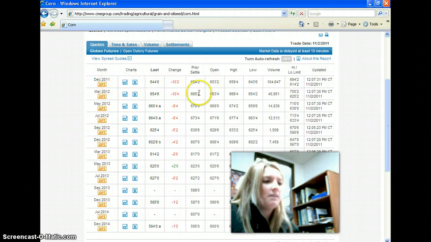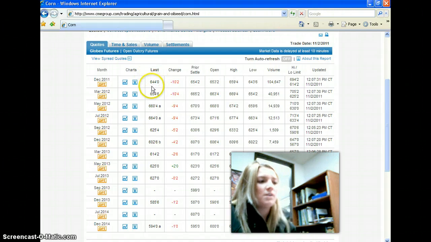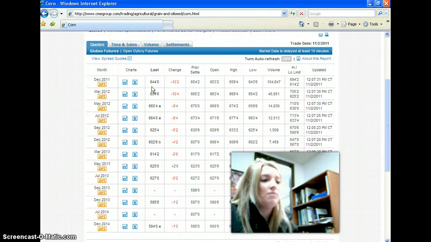What we're looking at here is the last. That is what it traded at the day before. That's what it closed at the day before. That's that specific December 2011 commodity. It sold at $6.44 the day before, prior to today.